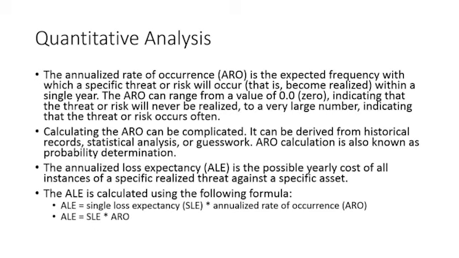Now, calculating the ARO can be a little complicated. It can be derived from historical records, statistical analysis, or just plain out guesswork. Think about those natural threats that we talked about, and then think about meteorologists. They do a pretty good job, but they're not perfect. They don't get it right every time because they're looking at statistical analysis. Sometimes it's plain old guesswork. There's a warm front coming in. We have this and this. The conditions are good for tornadic activity.